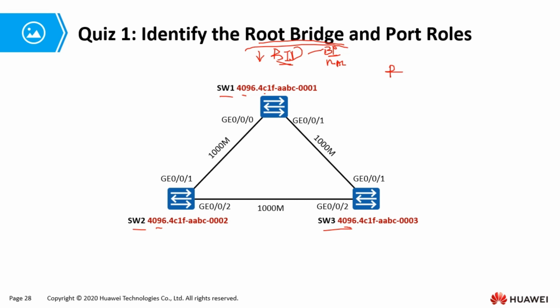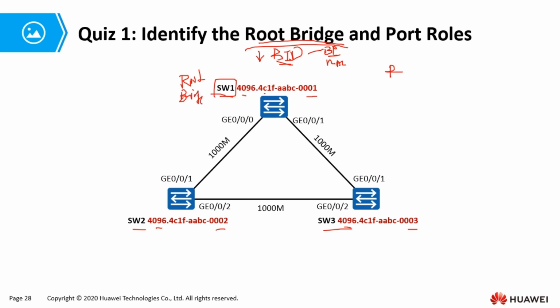So the MAC address, all the last 4C1F, AABC is the same. So we're looking at the last 4 digits. So we have 001, 002, 003. So who is the smallest value? So it's 4001. That means switch 1 will become the root bridge.